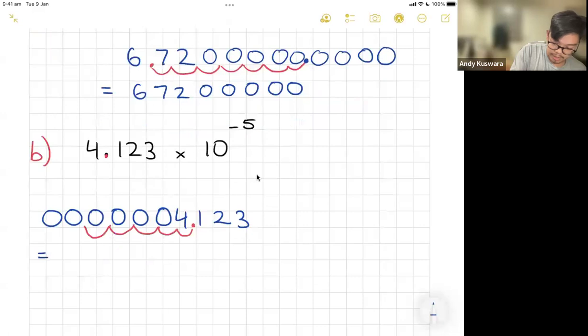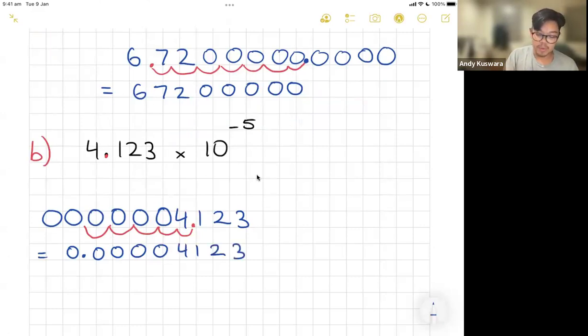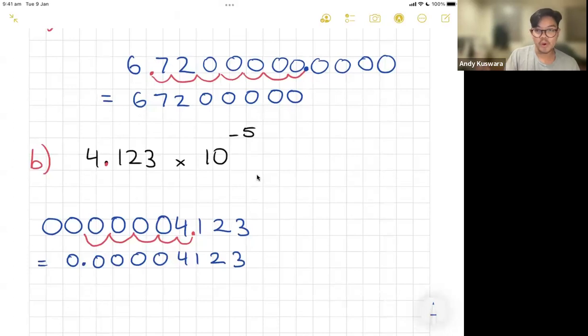And now I know my answer is going to be 0.00004123. And that's my actual number. That's my basic numeral. Hope that helps.